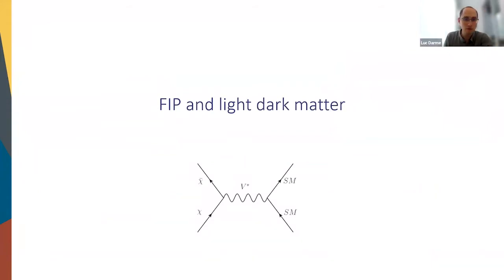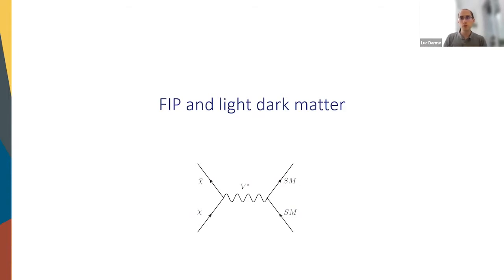So let's start by maybe one very simple diagram, which is the feebly interacting particle and its link with dark matter. The most basic thing I want to put forward here is this very simple diagram. It represents how, in the early universe, a dark matter particle can annihilate via the exchange of a mediator, this V, into standard model particles. This is a cornerstone of the standard WIMP paradigm and, more generically, what is called thermal freeze-out.